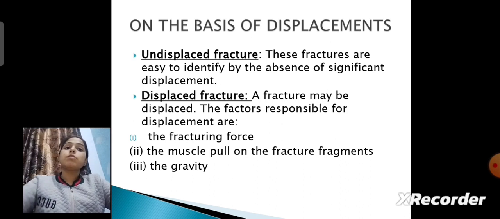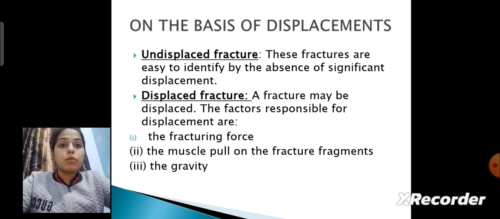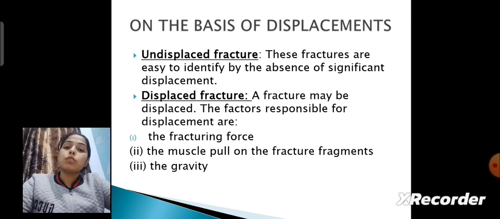Next classification is on the basis of displacement, in which fractures are classified into two parts: undisplaced fracture and displaced fracture. In undisplaced fractures, the fractures are easy to identify by the absence of significant displacement. Mainly in undisplaced fracture, the bone alignment is not disturbed. So next fracture is displaced fracture. A fracture may be displaced, and in displaced fracture the bone alignment is disturbed.